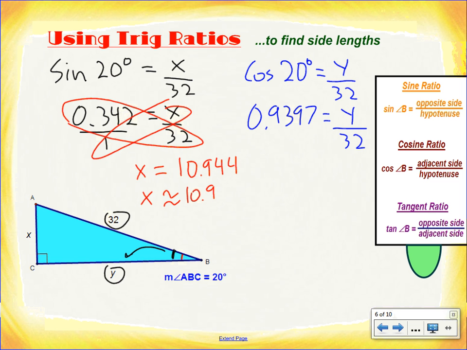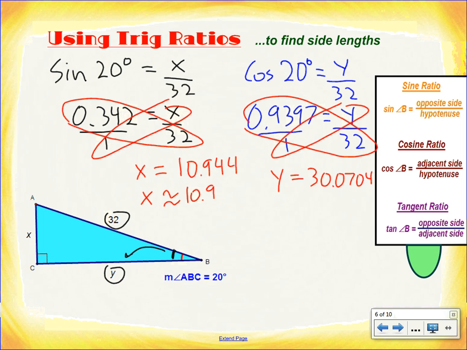And now we can set up a proportion and cross multiply to solve for y. So here we go. Y times 1 is y equals 32 times 0.9397. Again, I can't really do that in my head, so I'm going to type it in here. 0.9397 multiplied by 32, and we get 30.0704. Nearest tenth, we'll say 30.1. That's our value for y.